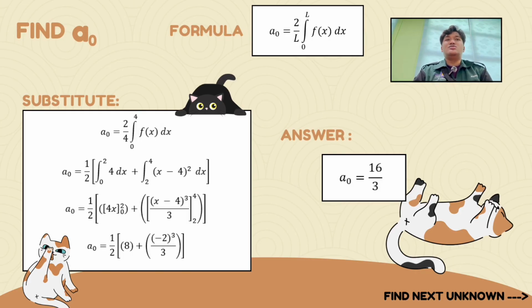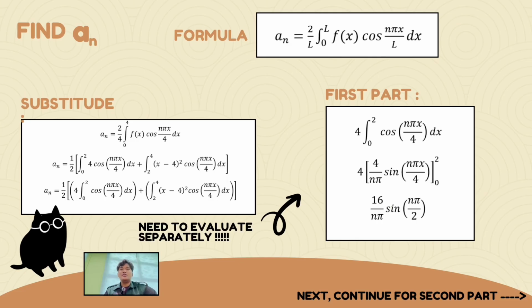Okay, to solve the cosine series, first let's find the first unknown, which is a0. The formula for a0 is given as shown here. To solve it, we can just substitute and integrate as usual, because for this integration we don't need integration by parts. The answer is 16/3, and we can summarize it later. Next, let's find the second unknown, which is an, and the formula is also given. Let's substitute it first.